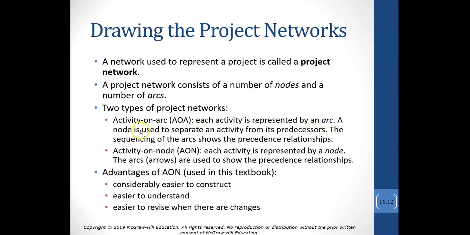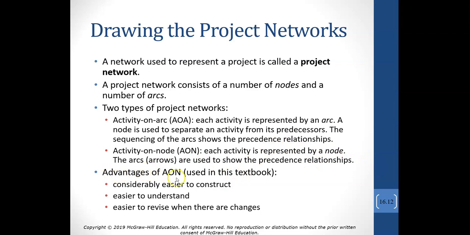And then the node is used to show a separation between the activities from its predecessors. We're not going to use that way. We're going to use a style of building project networks called activity on the node, AON. Each activity, A, B, C, etc., is represented by a node, and then the arcs or arrows are used to show the relationship from the predecessor to the successor.